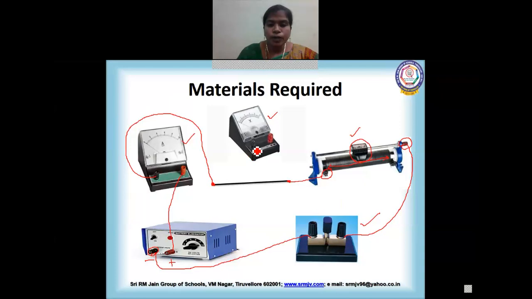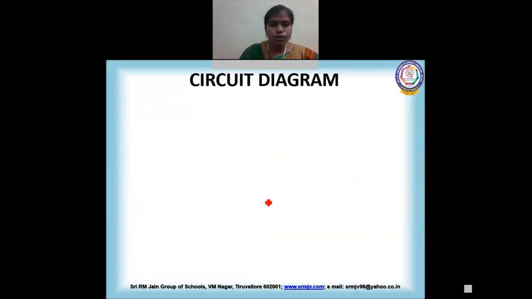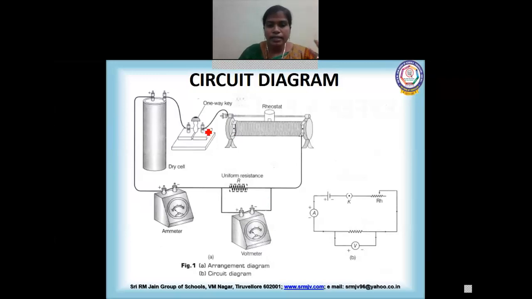And the voltmeter will be connected parallelly with the resistor. So once I have connected, this is how my circuit looks. As I said earlier, by moving this rheostat to 5 different places, I'll be getting 5 different readings of ammeter and 5 different readings of voltmeter.